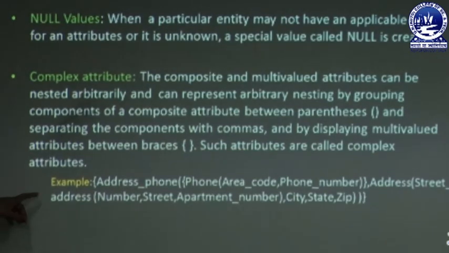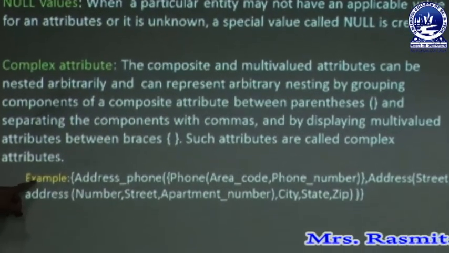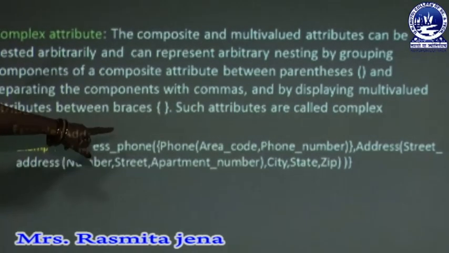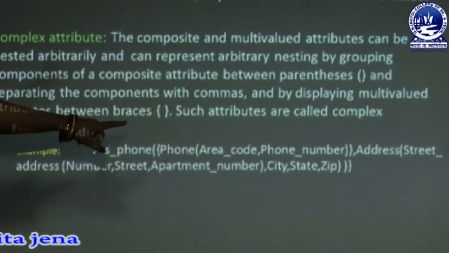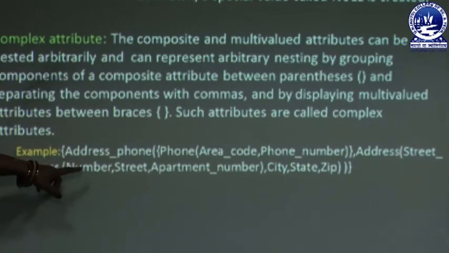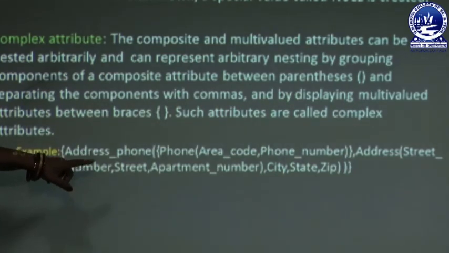You can see the example here: address and phone number. Address underscore phone number is a complex attribute. The phone contains area code and phone number, the address contains street address, and the street address contains street number, apartment number, city, state and zip code.